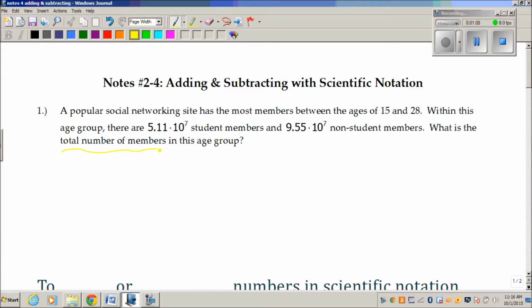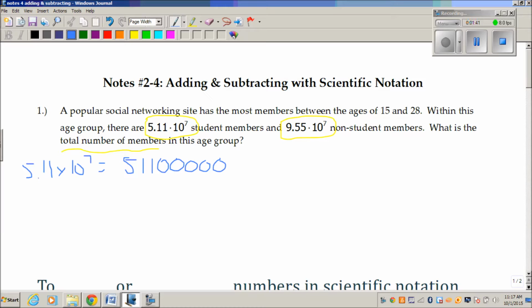So if I want to know the total number of members, I know I'm going to have to add these two numbers together. Well, I'm not really sure how to do that, so I'm going to turn them back into standard form because that I do know how to add together. So in the first one, I have 5.11 times 10 to the 7th. If I put that back into standard form, I'm going to move the decimal 1, 2, 3, 4, 5, 6, 7.